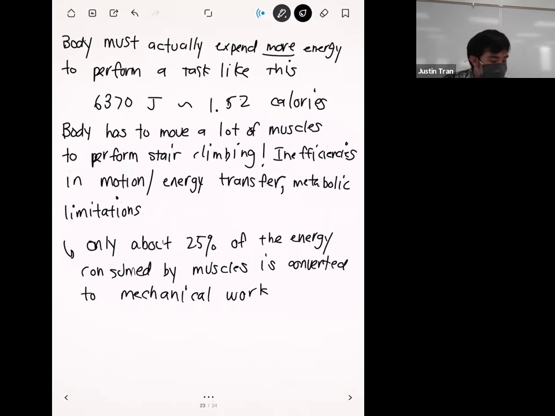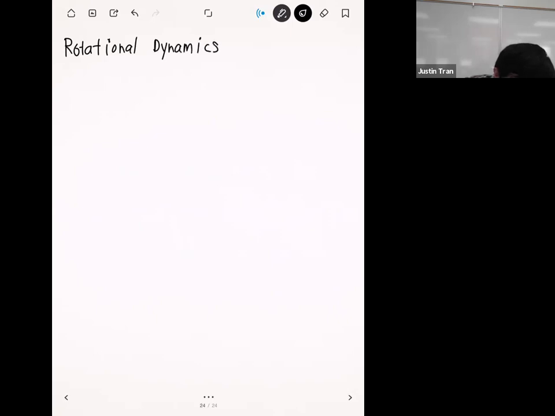All right, any final questions on this before we move on to angular motion? Okay. All right, so let's start talking about rotational motion. We have about 15 minutes left in class. I think we can get a good start on this.